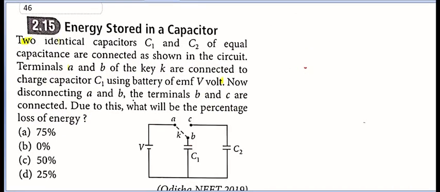Two identical capacitors C1 and C2 of equal capacitance are connected as shown in the circuit diagram. So terminals A and B are connected with what? Plug key. Okay, so they connected it with a plug key. So now this is connected. So this charges the capacitor. Then what is the initial energy stored in the capacitor? That is equal to 1 by 2 CV square. This is the initial energy stored in the capacitor.